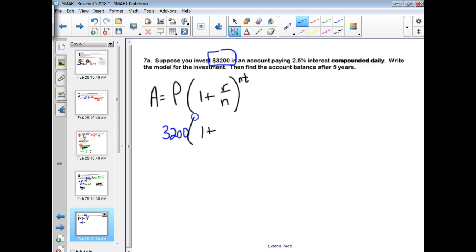And then 1 plus my rate, which is, as a decimal, 0.025. Watch, everyone does that one wrong. I don't know why.